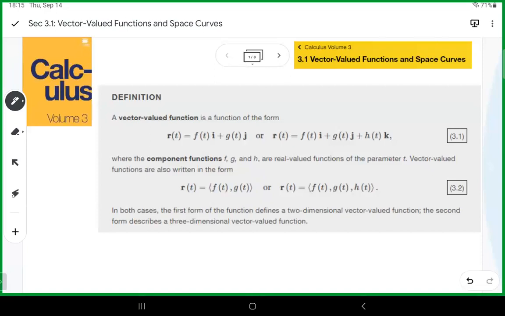So, definition: a vector valued function is a function of the following form. We would have r of t equals f of t times i plus g of t times j, or you could throw in the k as well, or the h of t and k, where the component functions f, g, and h are real valued functions of the parameter t. Vector valued functions are also written in the following form, with the vectors there. In both cases, the first form defines a two-dimensional vector valued function. The second form describes a three-dimensional vector valued function.